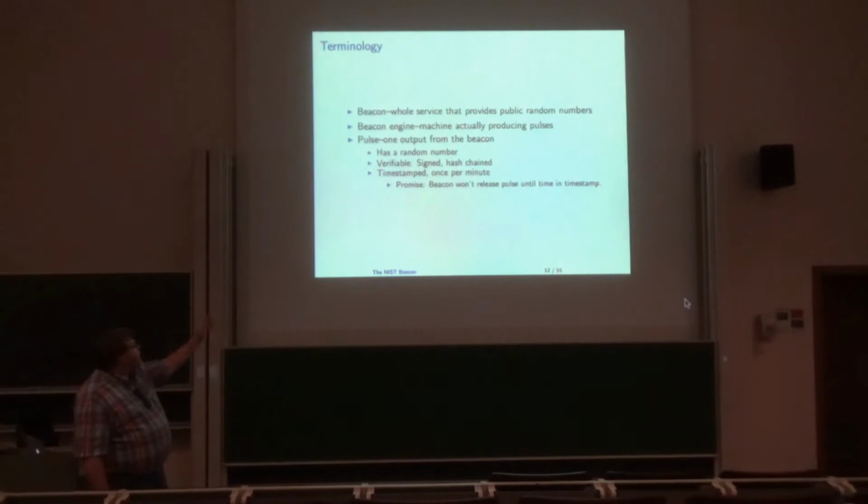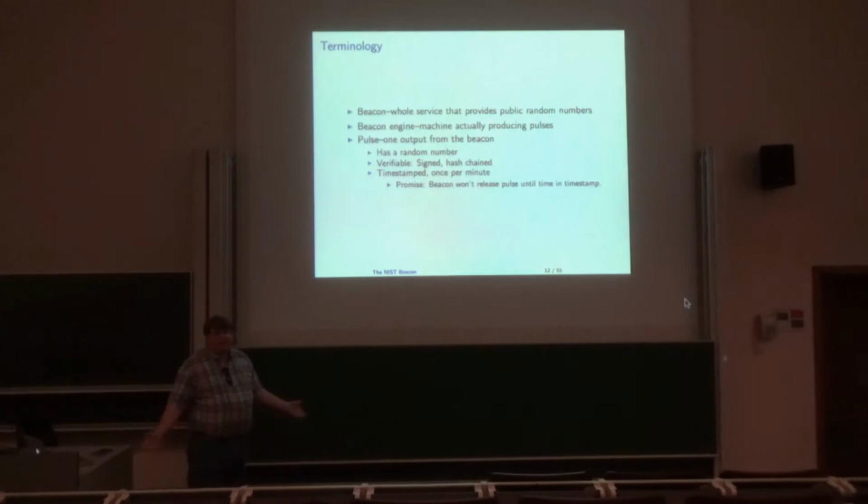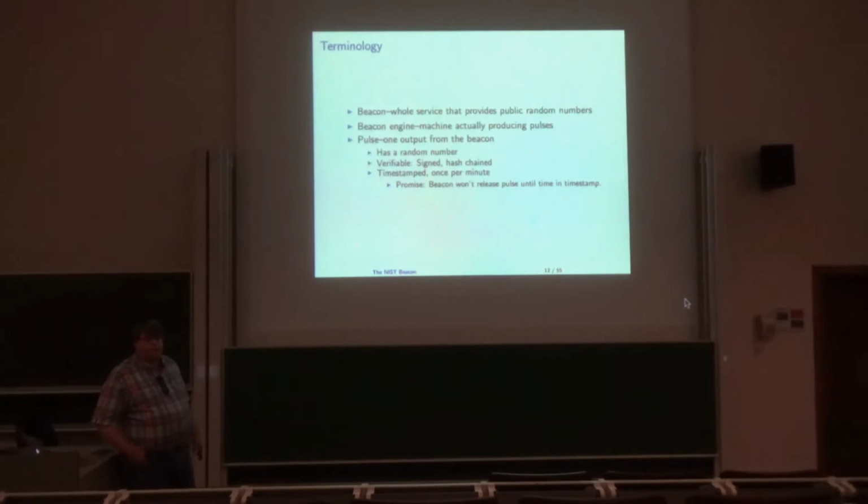So the idea is that every pulse has a random number. It's verifiable, it's signed and timestamped and hash chained. And it's guaranteed to come out once a minute, unless the beacon crashes or dies or something. And the promise is we won't release this pulse until the time of the timestamp. So the timestamps are on minute boundaries because we issue a pulse once a minute.